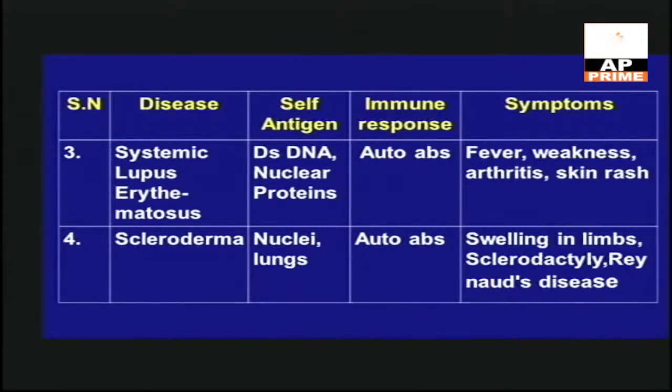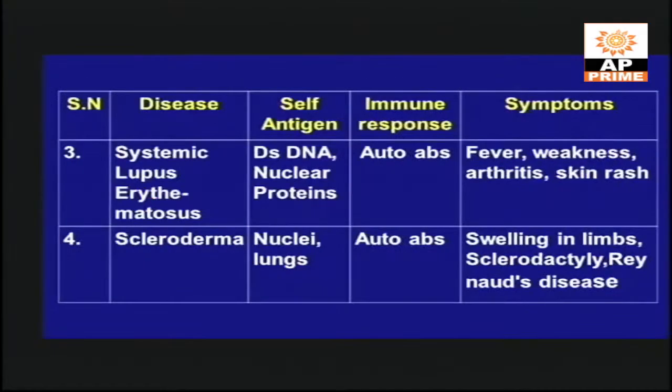Because of the greater production of collagen, the skin and the connective tissue become very hard and thickened. Due to this, they are unable to move their fingers and toes. And Raynaud's disease, where the blood vessels in the hands and feet become very narrow, and they feel discomfort in blood circulation. Due to this, they feel numbness and pain in hands and feet.